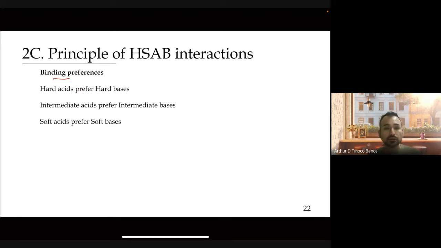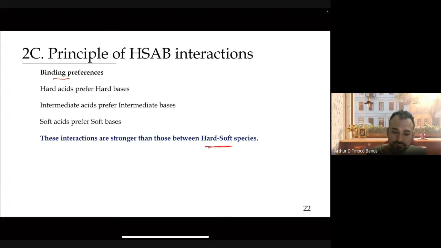All right. So if you can identify a given hard-soft property of a particular species, then you can start to predict types of interactions that may occur. These interactions are stronger than those between mixed species, so stronger than between hard and soft species. That doesn't mean that a hard and soft interaction cannot occur. It's just not something that will be preferred. Not a strong thermodynamic drive.